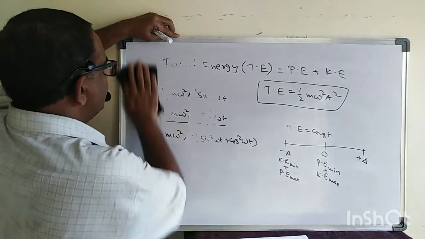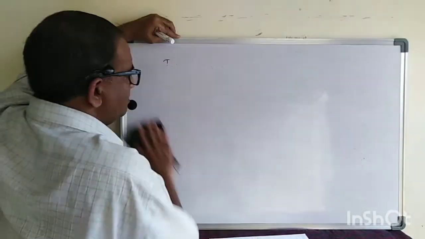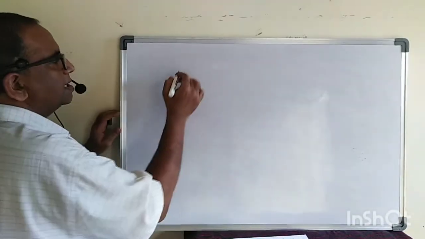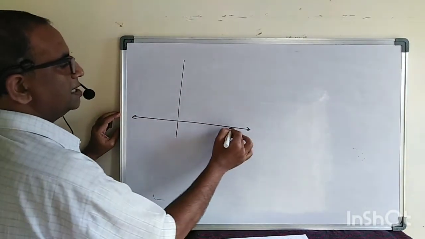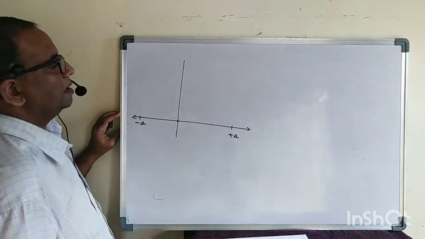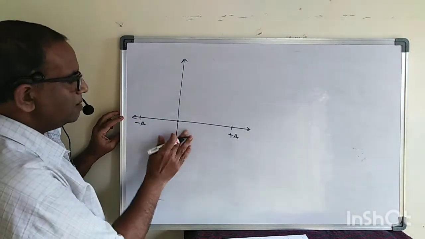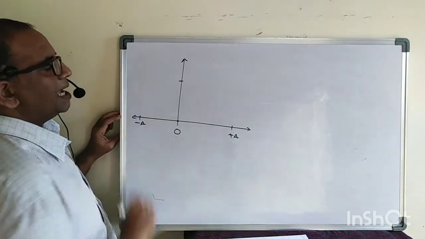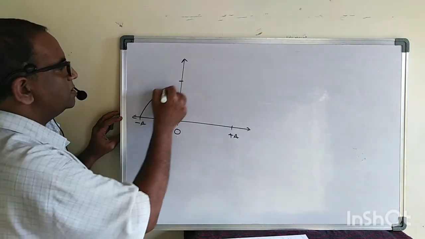Then you can also represent the energy in graphical form. Observe carefully. This one is plus A, this one is minus A, and this one is the mean position, and this is the energy. At the mean position, we have kinetic energy maximum. But by the time you reach either end, the kinetic energy is 0.